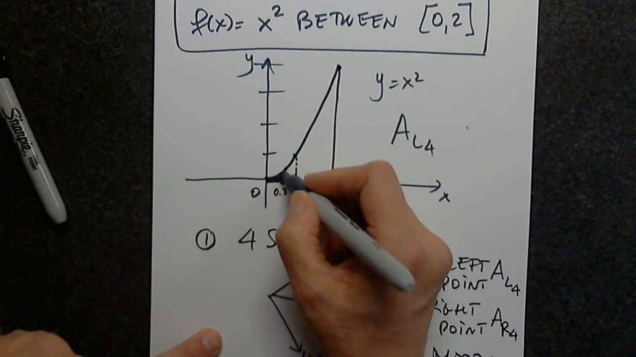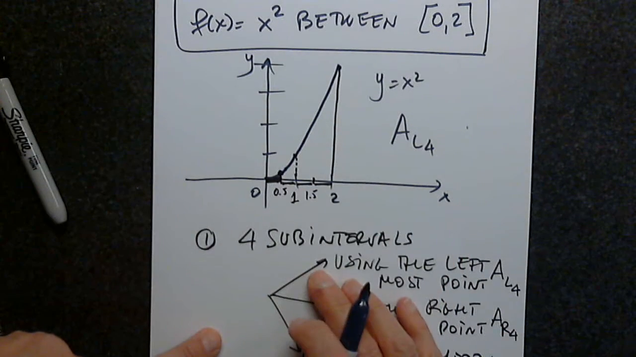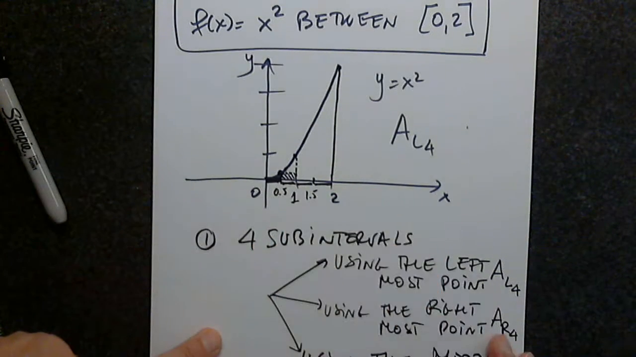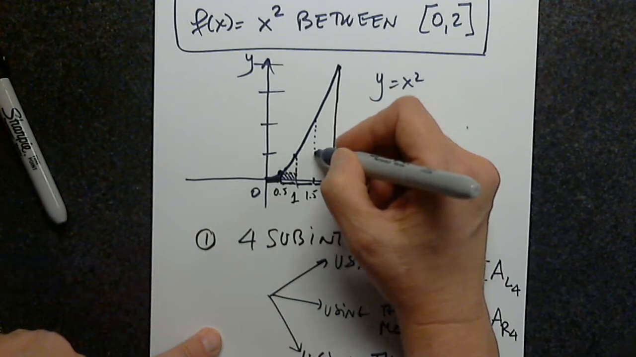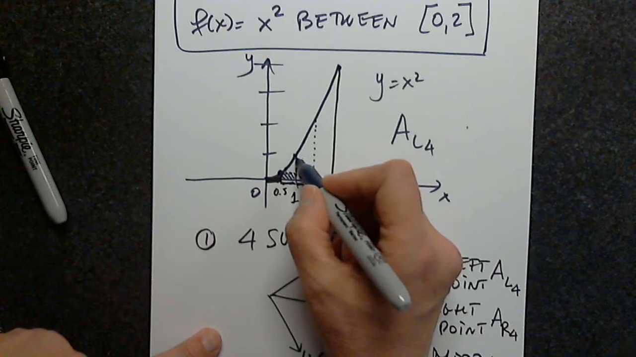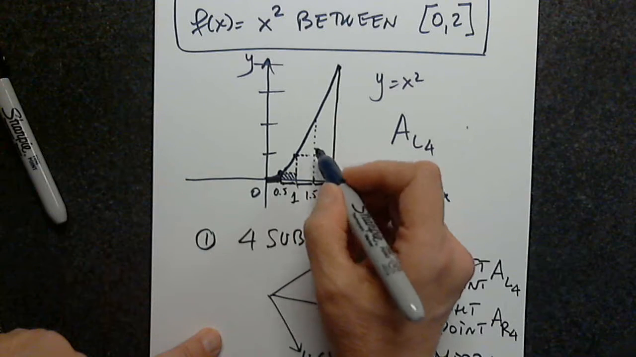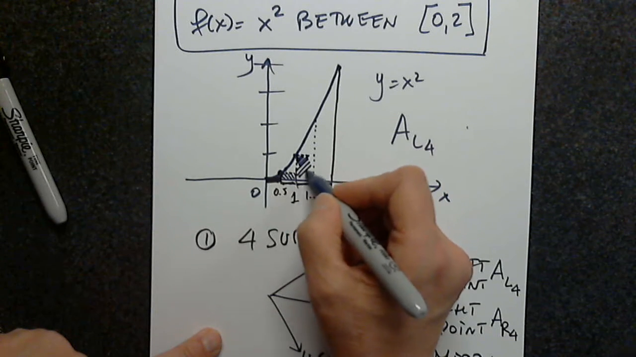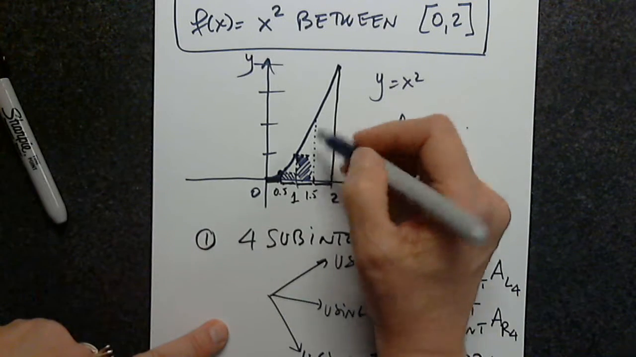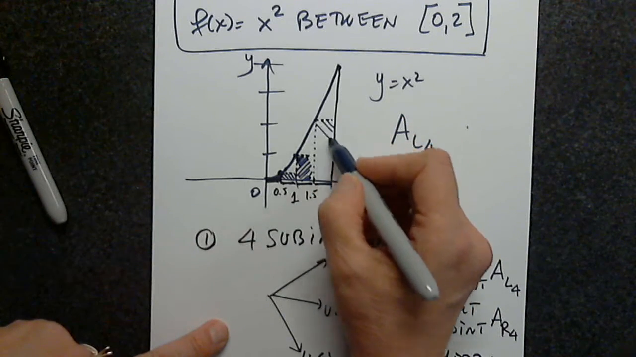In the next situation, this is the height of the leftmost point. I draw a horizontal line, so this will be the area of the second subinterval. The area of the third rectangle will be, this is the height, the leftmost point, so this will be the area of the third piece. And the last one with the leftmost point is this area.